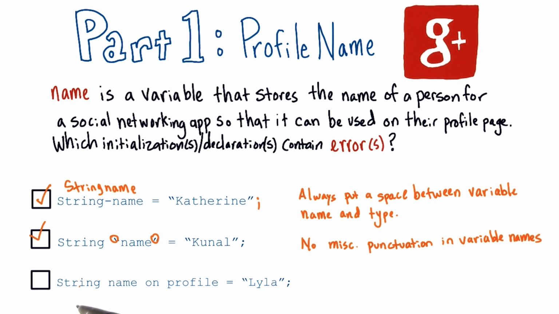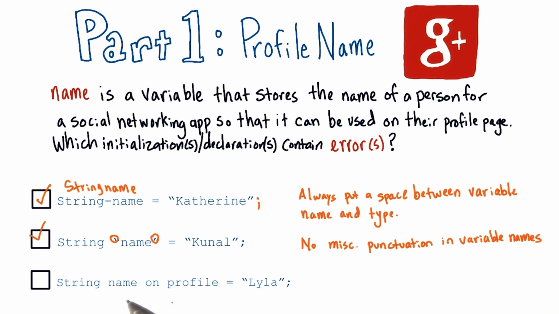Okay, on this last one, the data type looks correct. And now we have name on profile. Well, this is actually breaking one of the variable naming rules, which is that in your variable name, you can't have spaces. Java is basically going to see the word name and expect to have some sort of initialization off of it or a semicolon or something. It won't expect for the name to continue after there's a space.